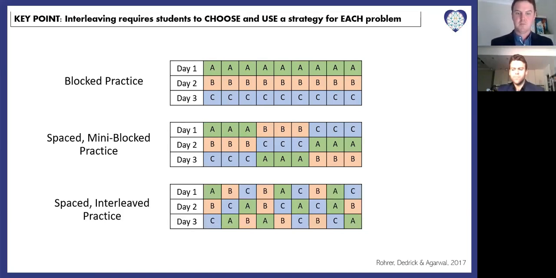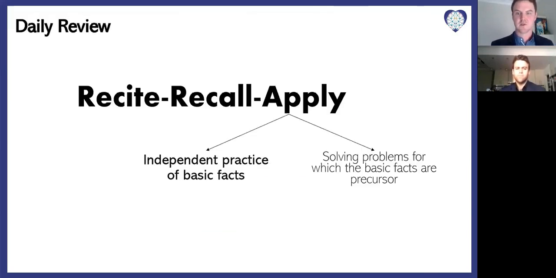For each problem, they need to think, okay, what is the strategy I need to use, and also apply that strategy. Whereas in this spaced mini practice, they're probably only having to do that for the first question in each little mini block of 3. And then the strategy is being given away by the problems that exist prior. So keep that in mind: interleaved practice involves choosing and using a strategy for each problem. We're going to talk a little bit more about how to maximize the impact of interleaving in terms of problem solving too.